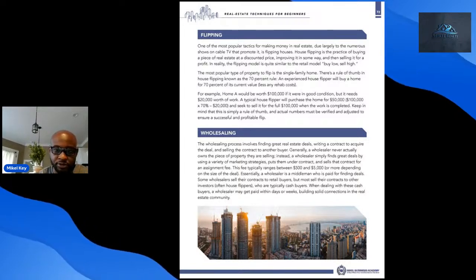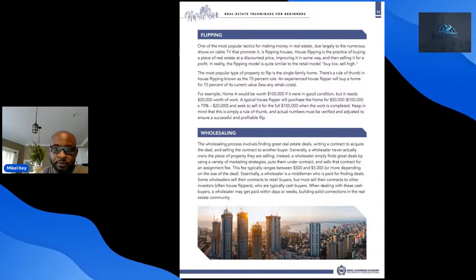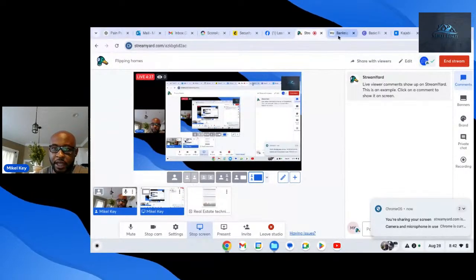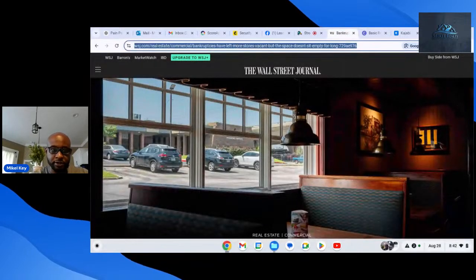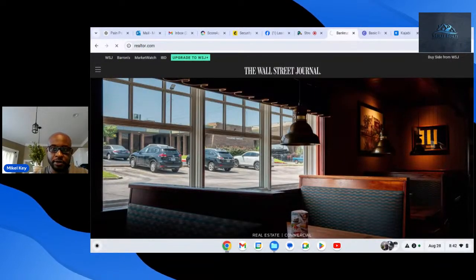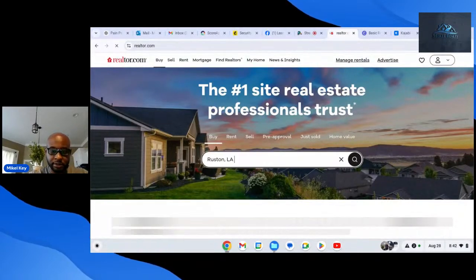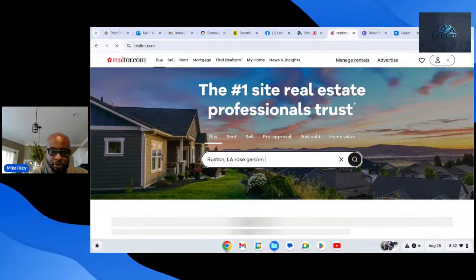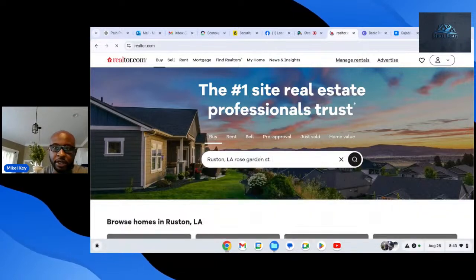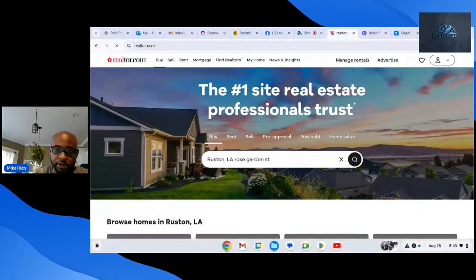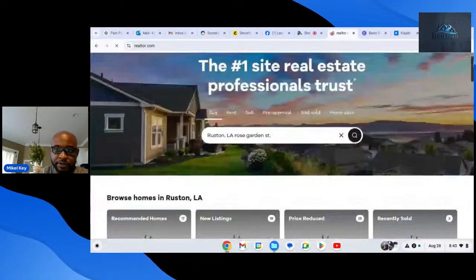So I'm going to share my screen with you. And what we're going to do is go out and play around with the after repair value right quick. So let's go to realtor.com. And I'm going to take Ruston, Louisiana, and let's go to Rose Garden Street. That's the street that I live on. So I'm going to look for some properties that have recently sold.